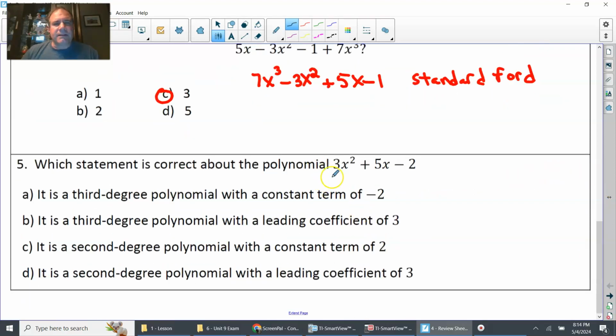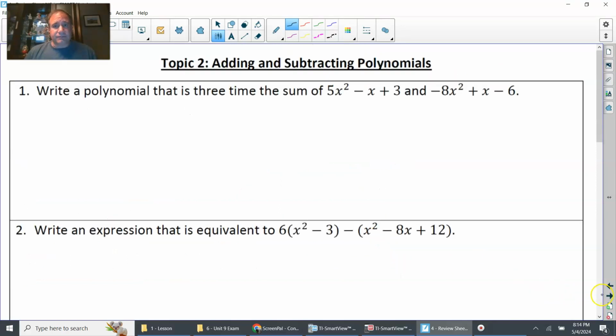Which statement is correct about this polynomial? It's a 3rd degree polynomial. It is not. It is a 2nd degree polynomial, so that's out. It is a 3rd degree polynomial? No. 2nd degree polynomial with a constant term of 2. It does not have a constant term of 2. 2nd degree polynomial with a leading coefficient of 3. Here's the leading coefficient of 3. This is the correct answer. C would be correct if it said -2. It does not. It says +2.